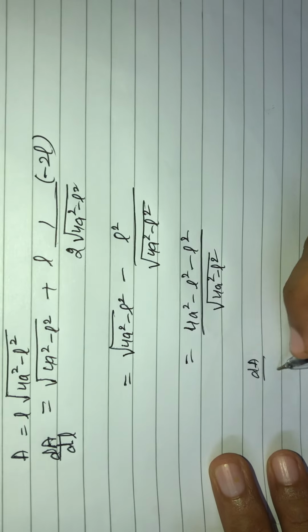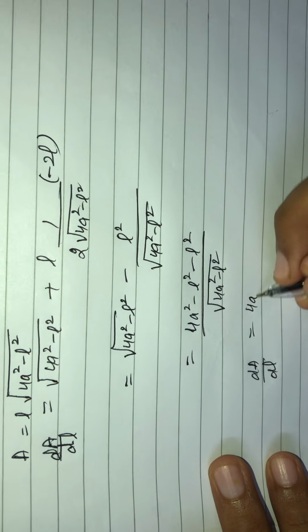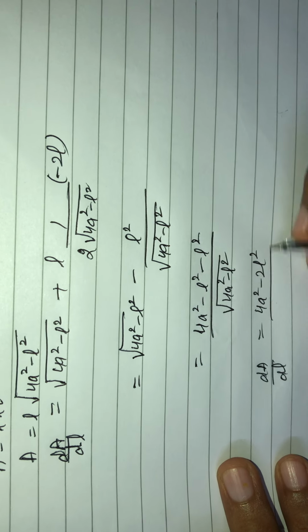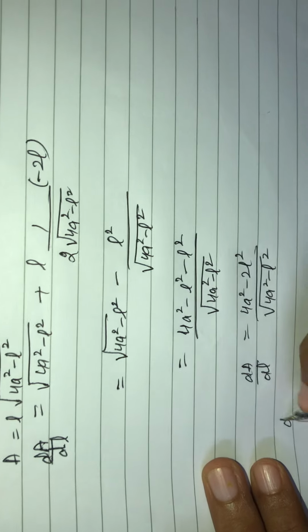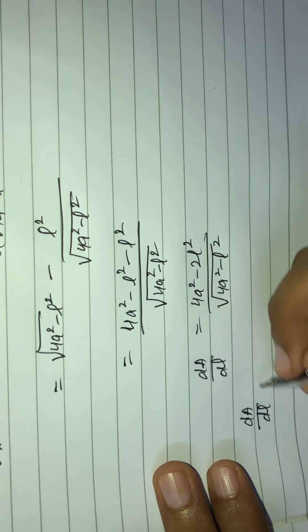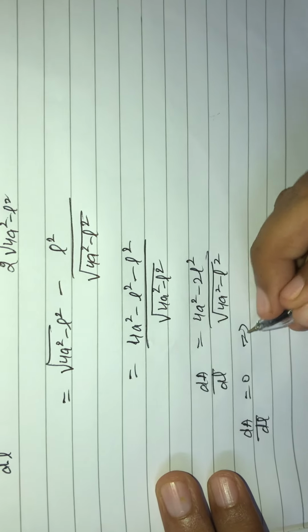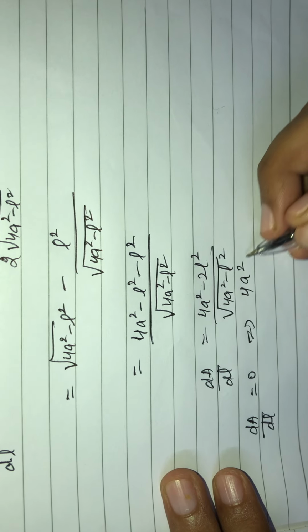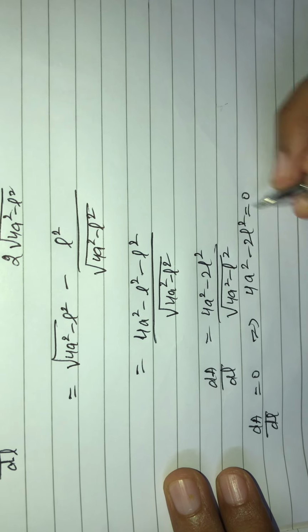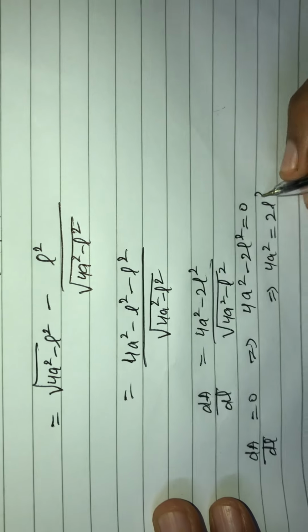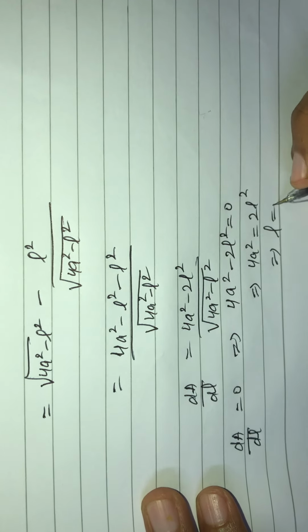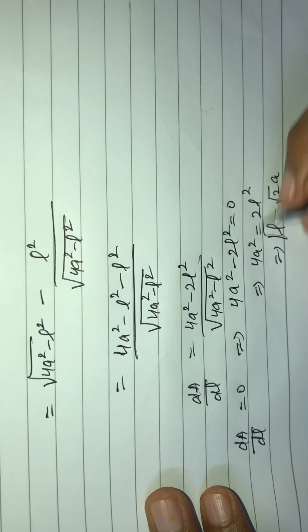So dA by dL will be (4a square minus 2L square) upon root of (4a square minus L square). So dA by dL will give you the critical point by equating it with 0. So the numerator will become 0. So I am getting 4a square equal to 2L square. So the final answer is L is equivalent to root 2a. So this is your length.